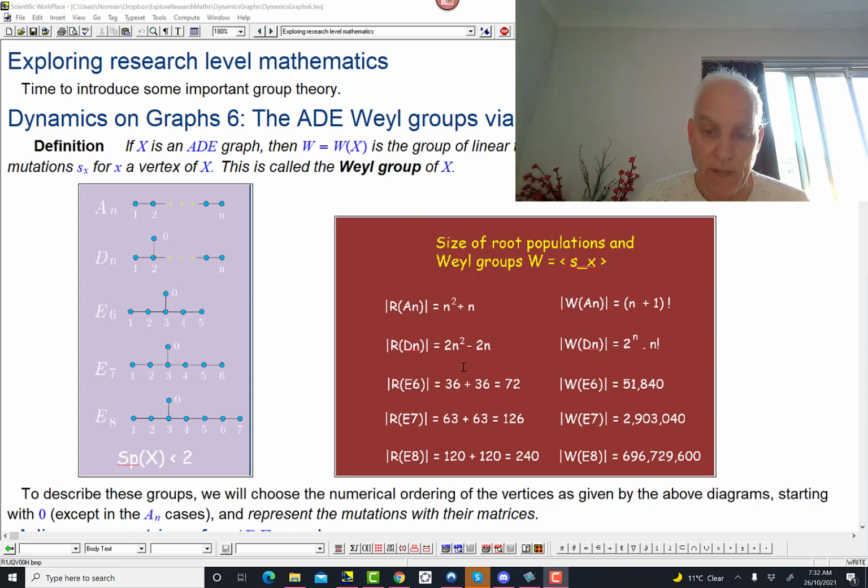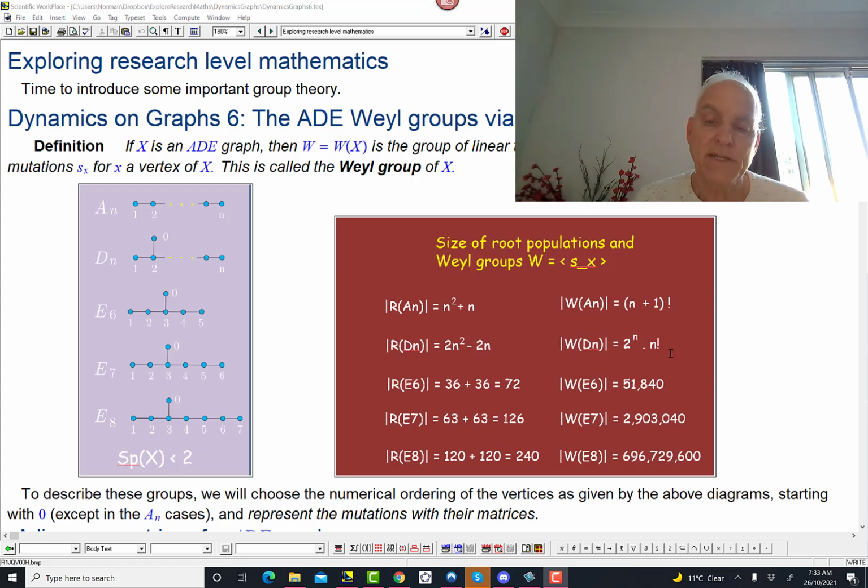So have a look here at this little table. Here's the size of the root populations on this side and the Weyl groups for the corresponding ADE graphs. So remember, there's the AN family, there's the DN family, there's E6, E7, E8. Here are the sizes of the root systems that we've talked about for those graphs. And over here we have the sizes of these Weyl groups that we are about to explore. So with the AN graphs, which is basically a symmetric group, we get (n+1) factorial. It's actually the symmetric group S_{n+1}.